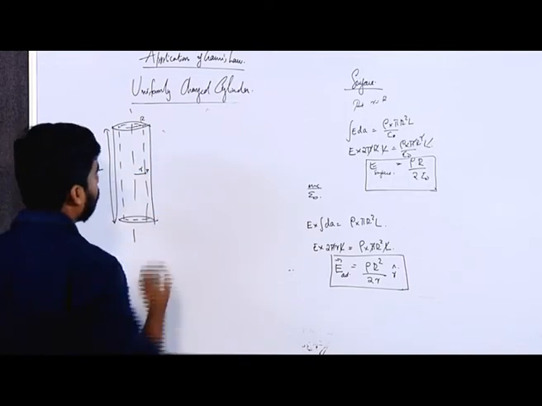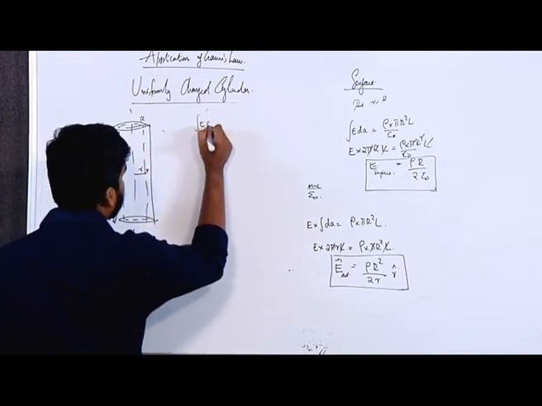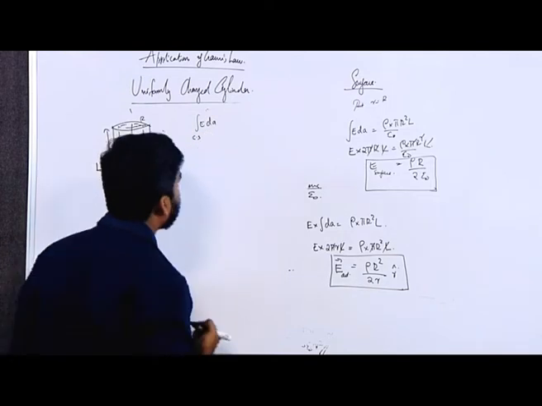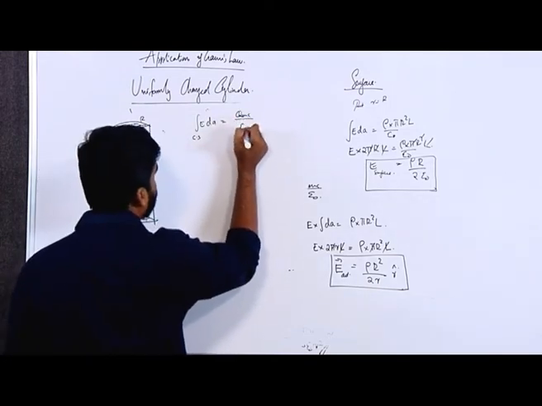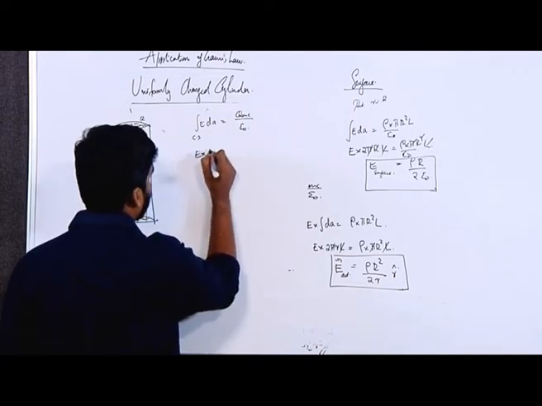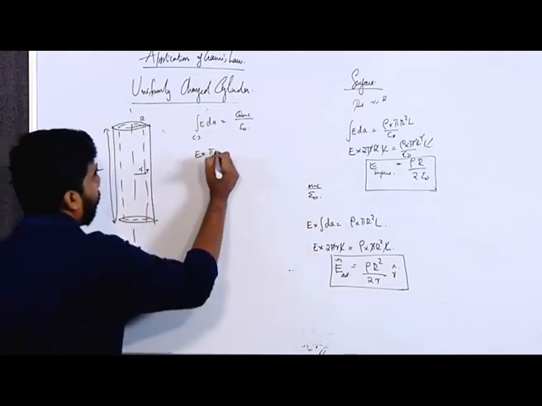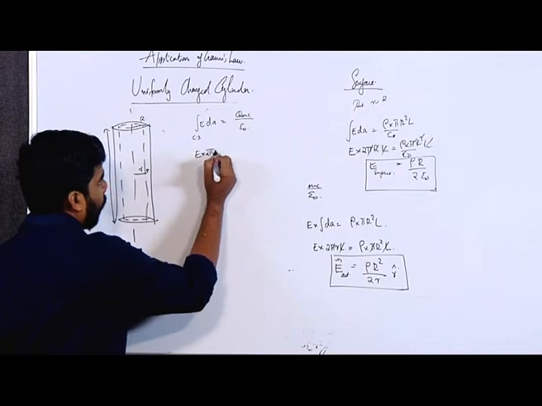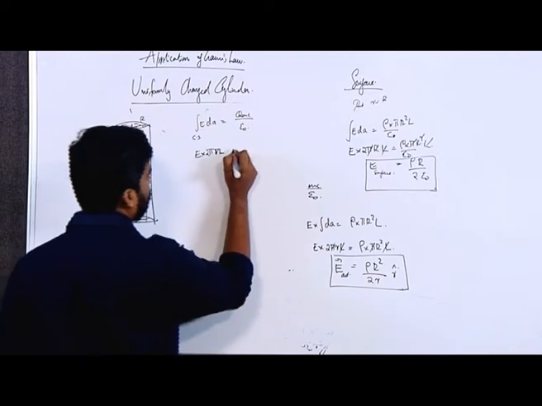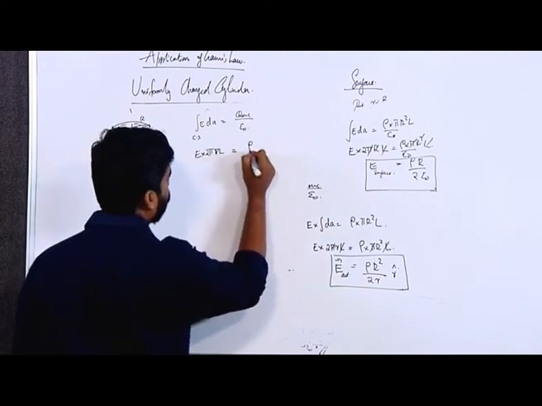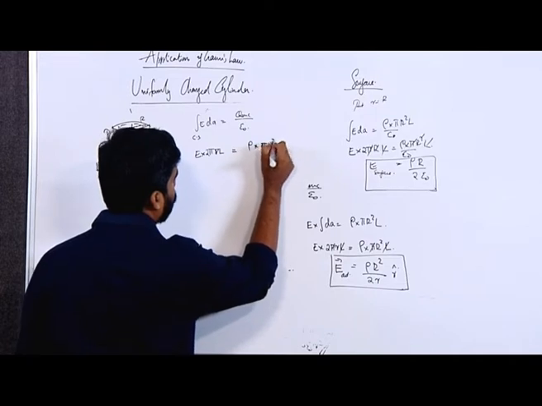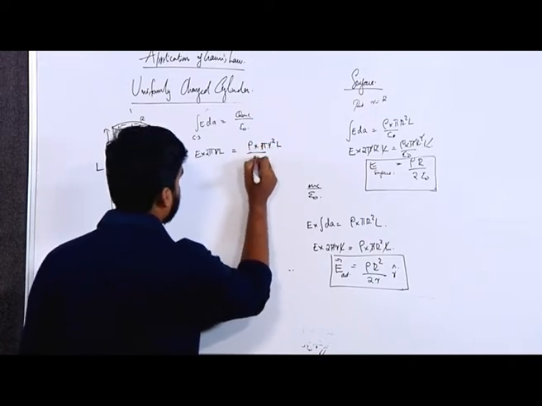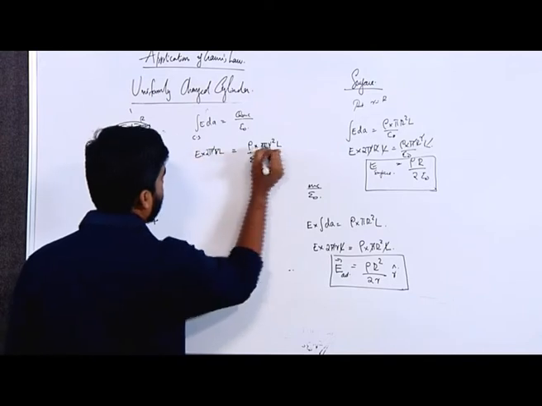This is at the point. So integral E over the curved surface, E dA, is equal to Q enclosed by epsilon 0, which is equal to E into, now the area is 2 pi R L, is equal to Q enclosed, which is rho into pi R square L by epsilon 0. Pi and pi will go.